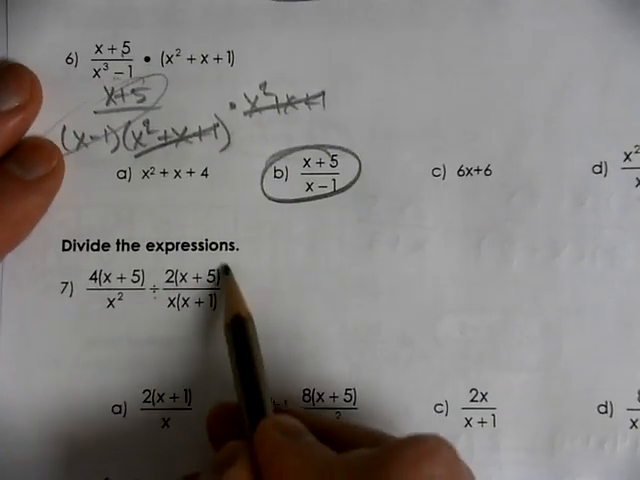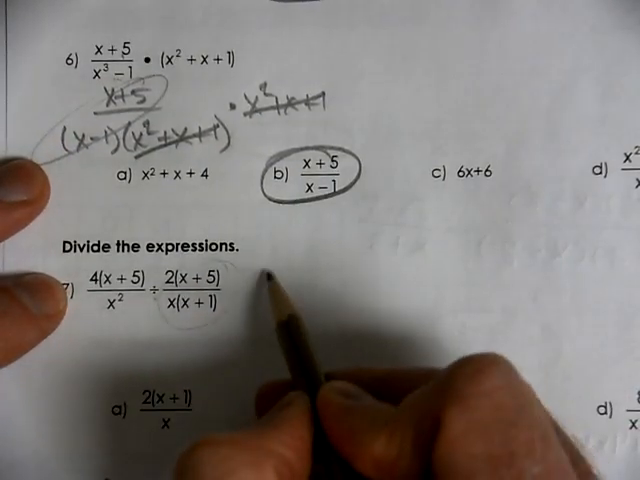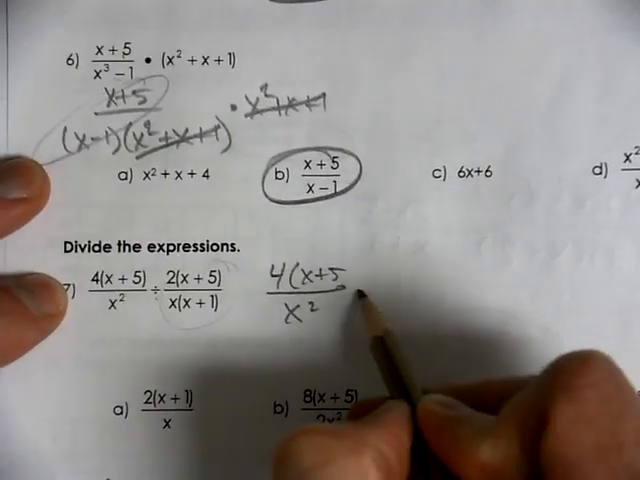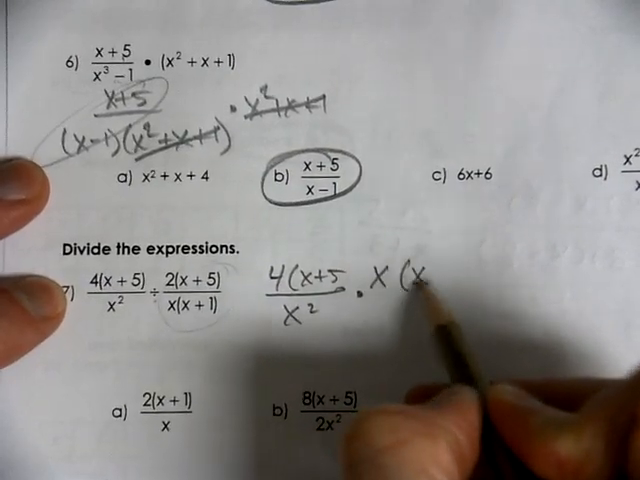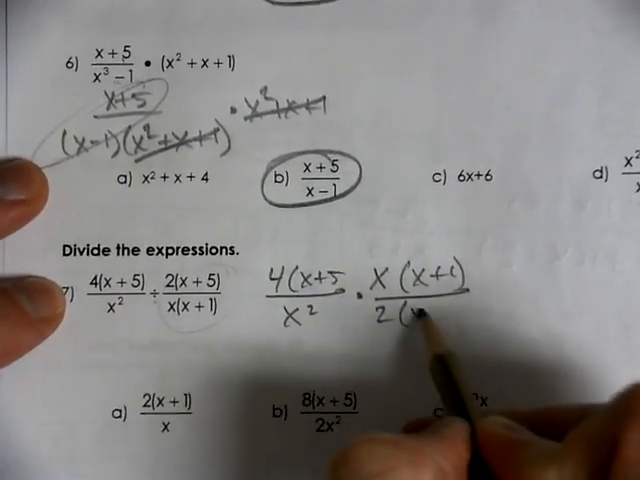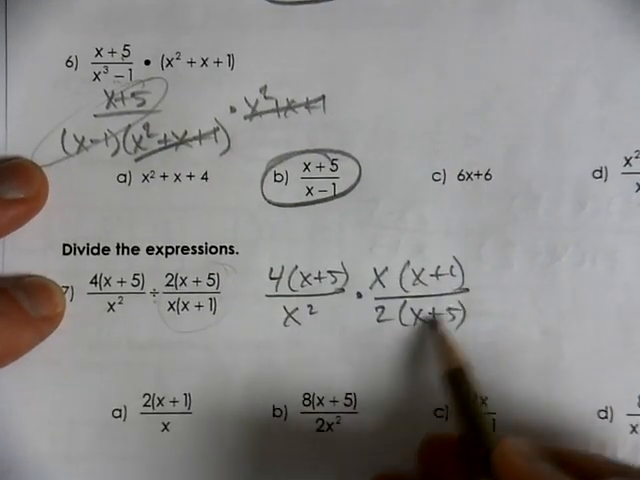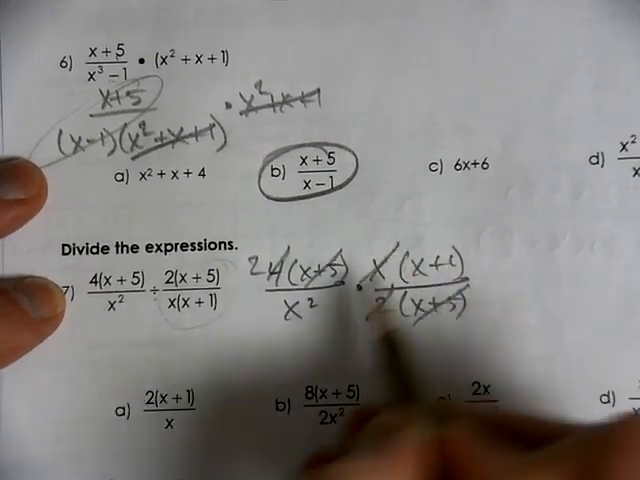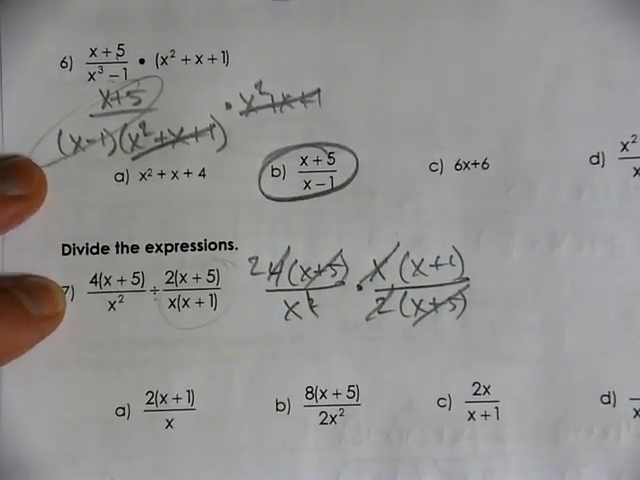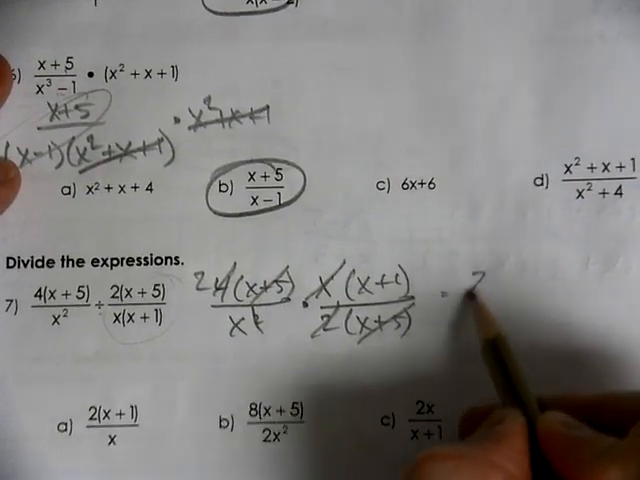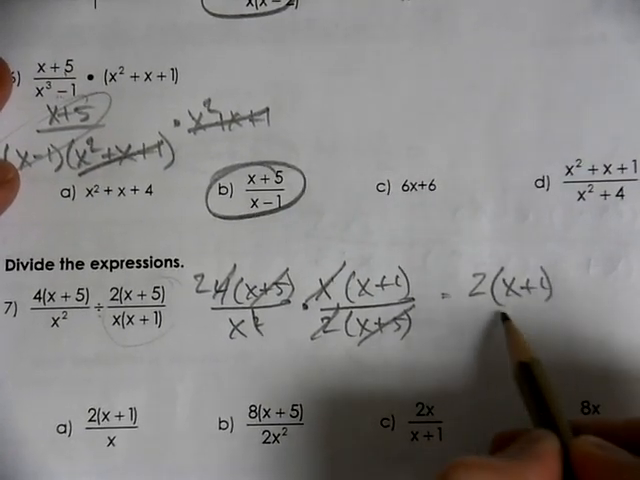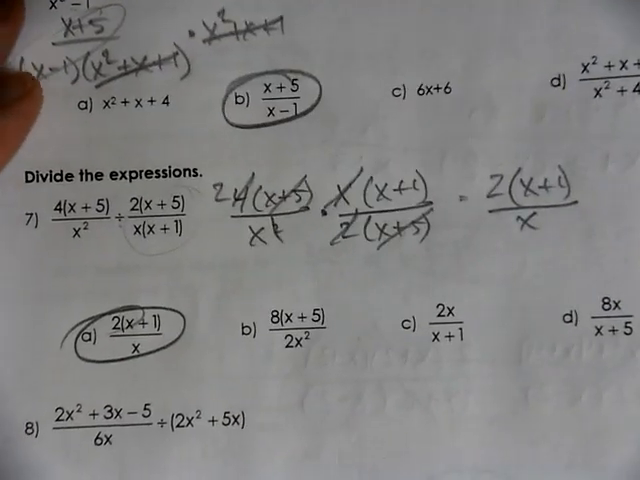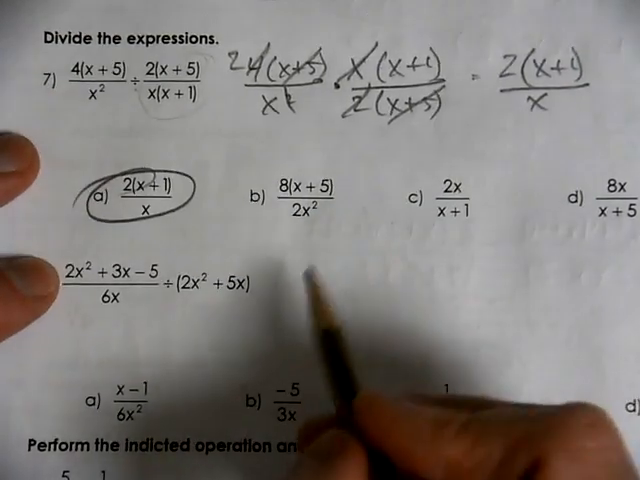When we divide, we're going to take the second fraction and flip it. So we have 4x plus 5 over x squared, x over x plus 1, 2 times x plus 5. So those are going to cross off, the 2 is going to cross out with the 4, the x is going to reduce with one of the squares, and we're left with a 2, an x plus a 1, and an x on the bottom. That looks like letter A.